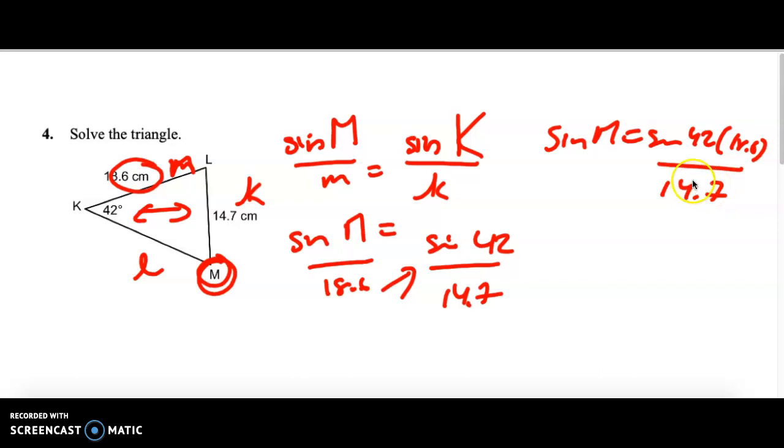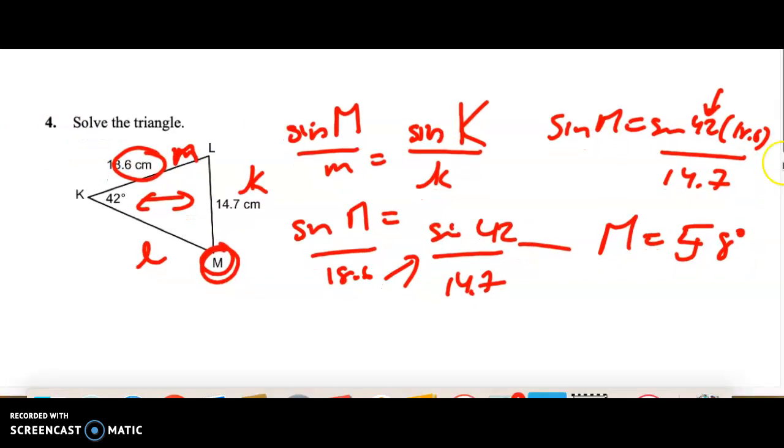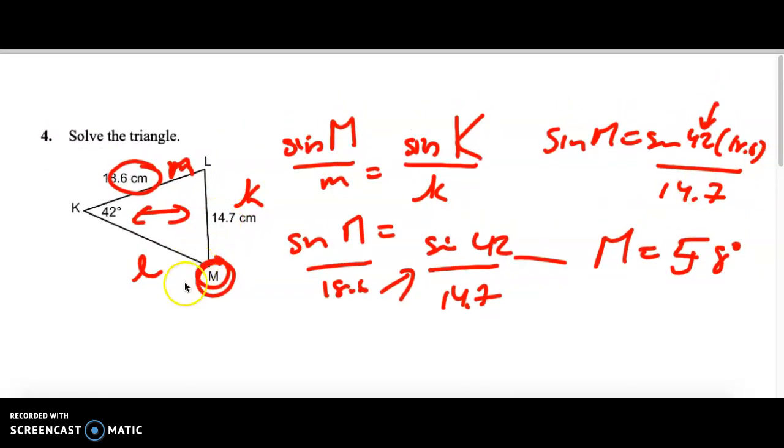Grab your calculator. And just simply put that in. So don't hit second function, just hit 42 sine, or sine 42 times 18.6 divided by 14.7 equals, I get 0.85. And then at that point, you have to hit second function sine to find out what m is. So whenever you're solving, you hit it. You hit second function. Whenever you're not solving, like in this case here, don't hit second function. And I got 58 degrees, about, give or take. Okay, that's what I got. So that's big M. So that'll be 58.